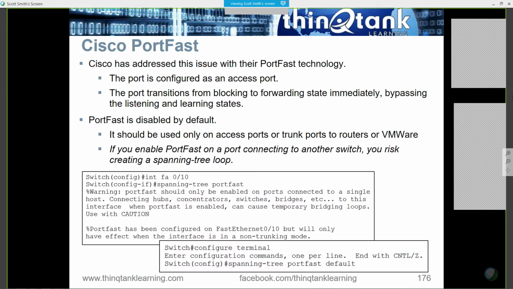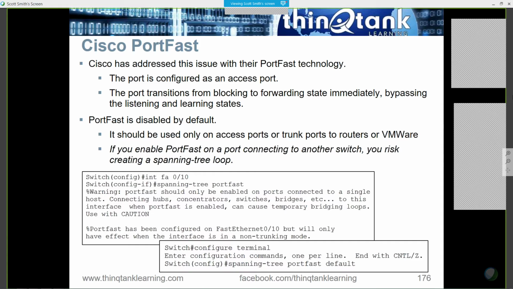Two ways to implement port fast. You can do it on the interface using spanning tree port fast, or you can do it globally using port fast default. If you do implement it globally, it's automatically not implemented on trunk ports. So the switch is trying to protect you a little bit there. Okay?